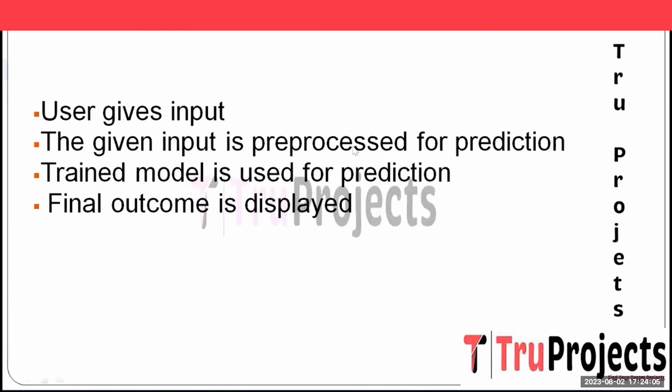The next step is the given input is pre-processed for prediction. Here we pre-process the user input data similarly to the training data, applying the same data processing steps to ensure consistency. The next step is the trained model is used for the prediction. Utilize the trained machine learning model to predict whether the input data indicates the presence of Android malware.